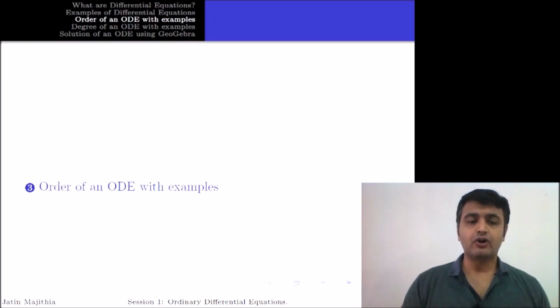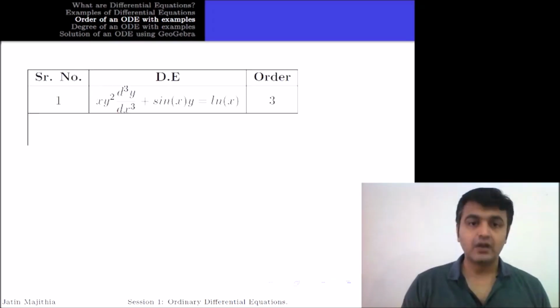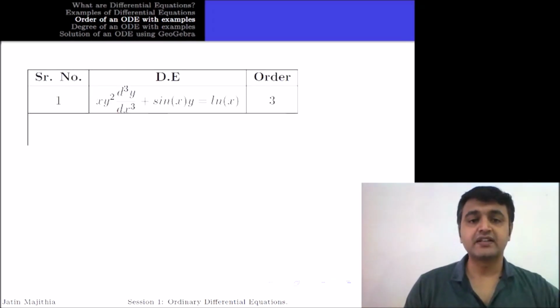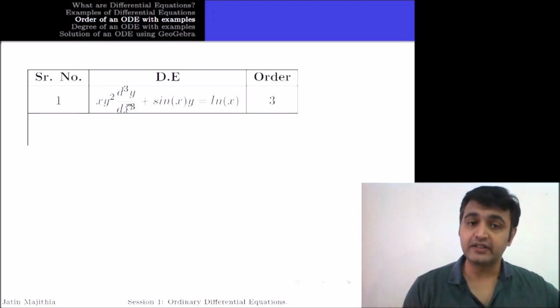Now whenever we study ordinary differential equations, there are 2 things one should know: what is the order of a differential equation and what is meant by the degree of a differential equation. Let's see the order of a differential equation first. It is the highest derivative that occurs in a differential equation. Let's take some examples. If I take the first example, it has d cube y upon dx cube. That means a third order derivative occurs in the differential equation. So what is the order of this differential equation?